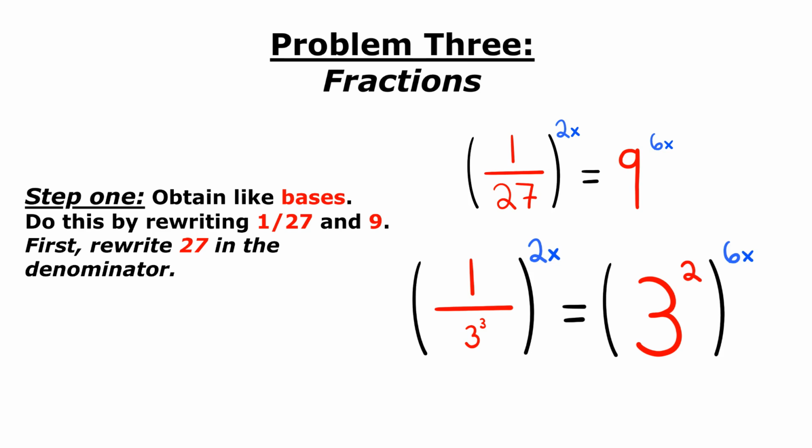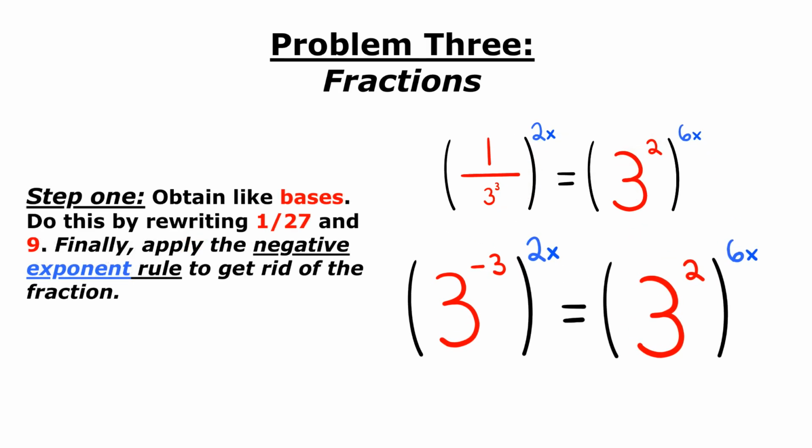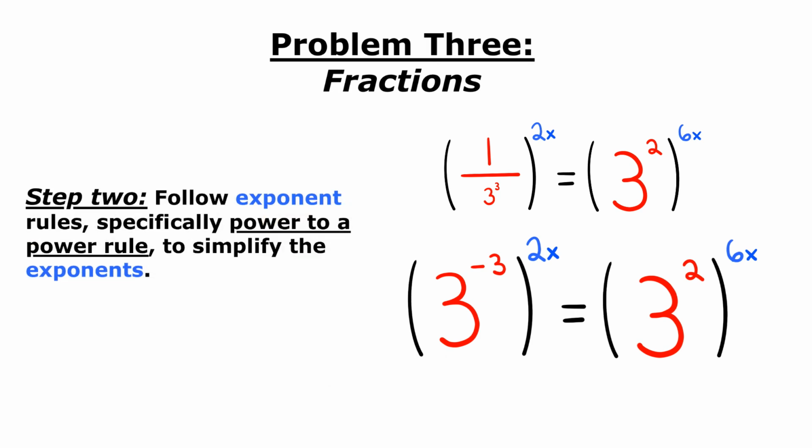Now both terms have a base of 3, but as you can tell, the 3 to the power of third is in the denominator and we cannot use it when it's all the way down there. So we have to bring it up and finally apply the negative exponent rule to get rid of the fraction fully. Now with the fraction fully out of the way, we can follow step 2. Finally, it's only step 2. I know, that was a lot for step 1.